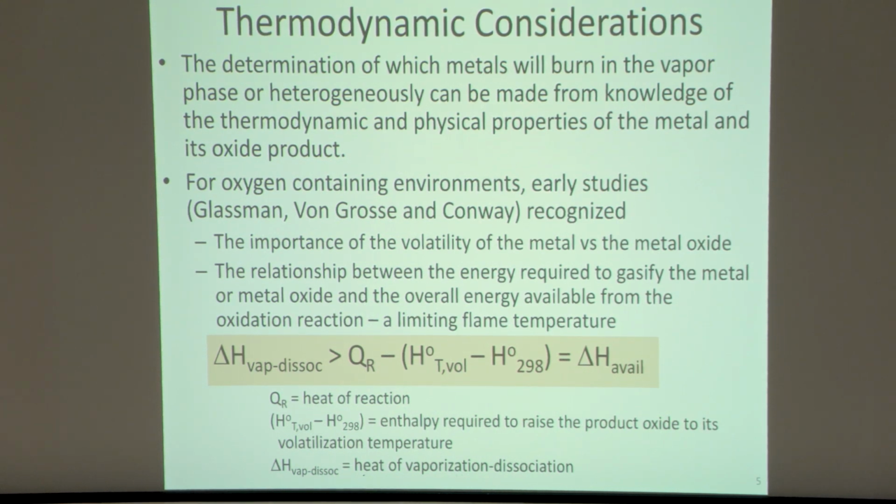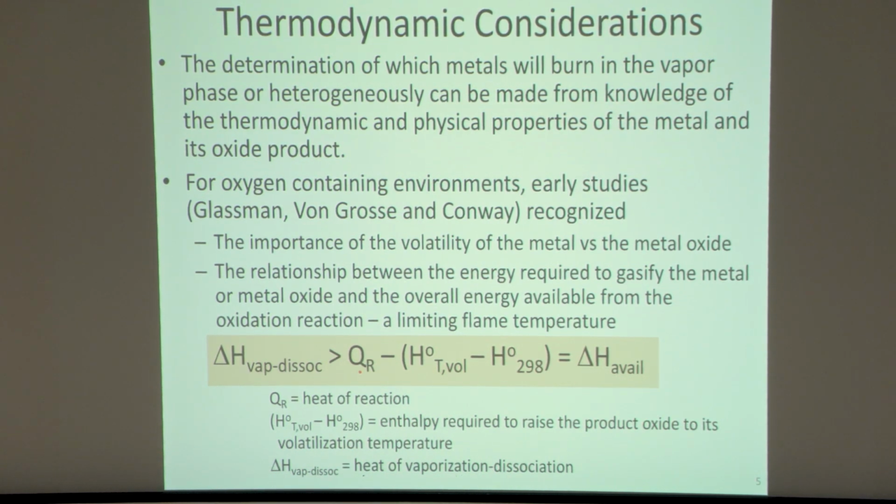Okay, and then the second important relationship was between the energy required to gasify the metal or metal oxide and the overall energy available from the oxidation reaction. And this actually can limit the flame temperature itself. Okay, and what I mean there is if I look at Q sub R here, that's the amount of heat being released from the oxidation reaction of the metal. Okay, and then it forms a product.